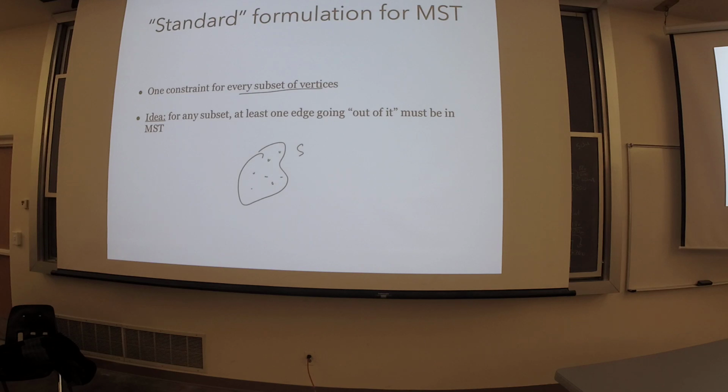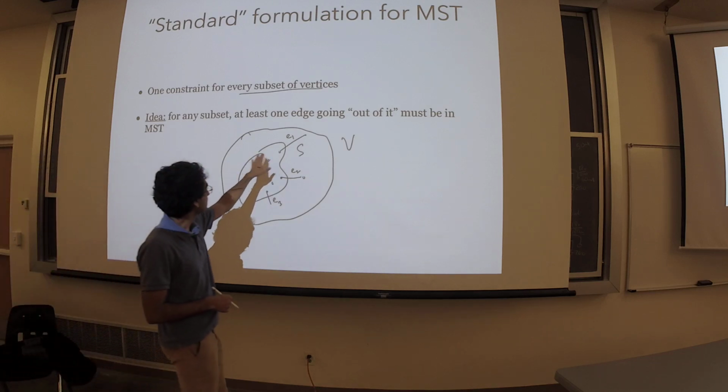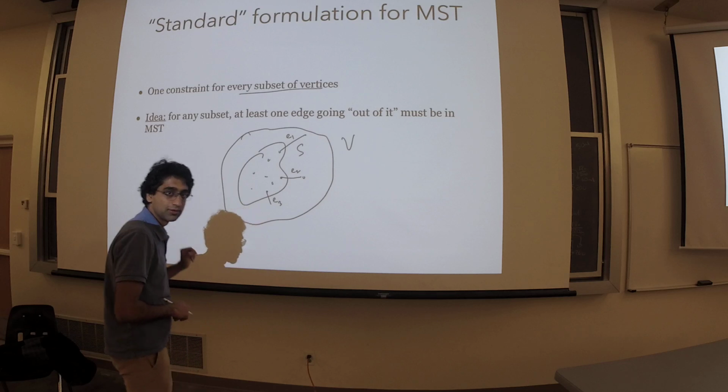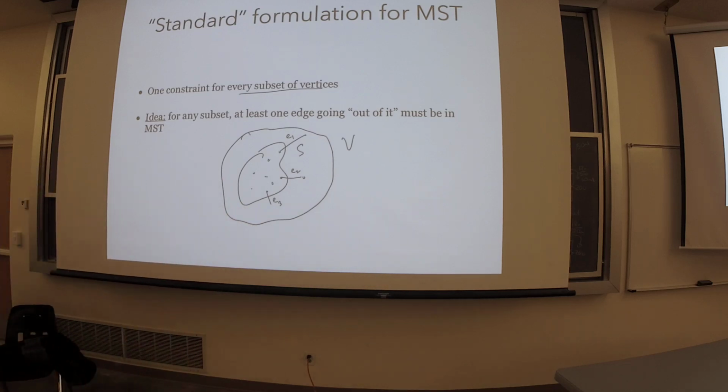at least one of the edges going out of the set to the rest of the graph. So this is my rest of the graph. This is, let's say, S, and let's say I have E1, E2, E3 going out from S to the rest of the graph. Then one of these edges must be picked, because if not, this would be a disconnected component. So you have a constraint of the kind xe1 plus xe2.